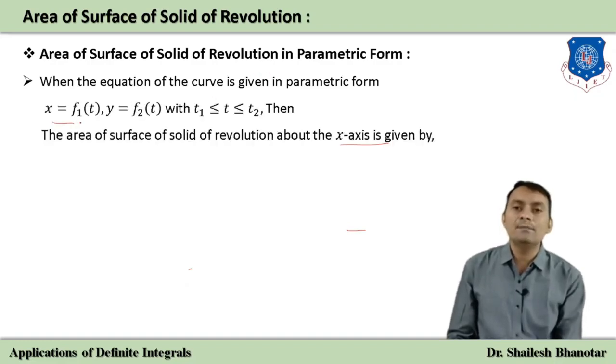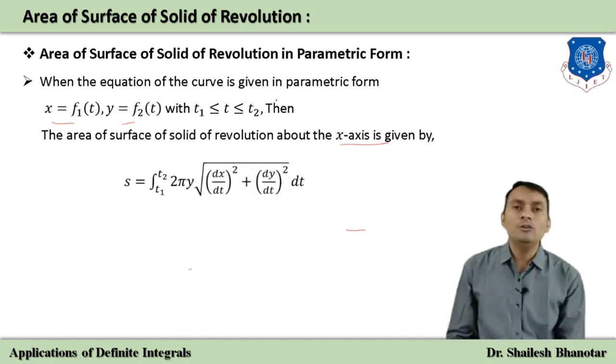Now we have the surface area of the solid of revolution in parametric form. Suppose we are given the parametric form, x in terms of t and y in terms of t, and we need to consider only t varying from t1 to t2. The area of the surface of the solid of revolution about the x-axis is given by S equals the integration from t1 to t2 of 2 pi y times the square root of (dx by dt) squared plus (dy by dt) squared, into dt.